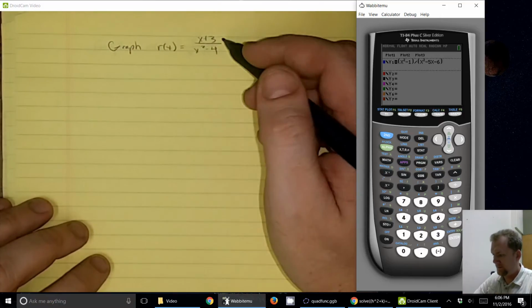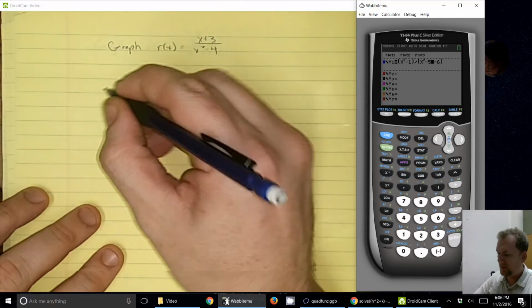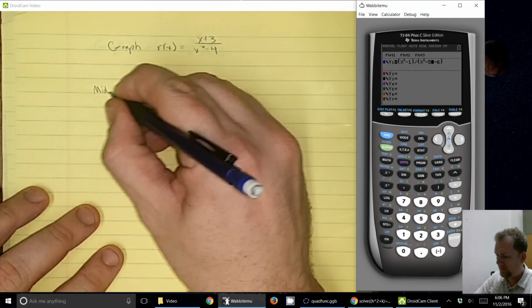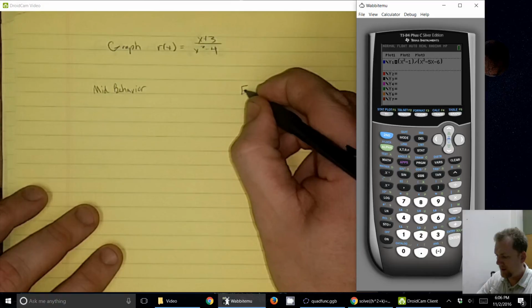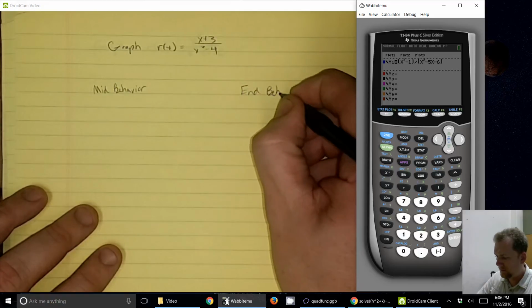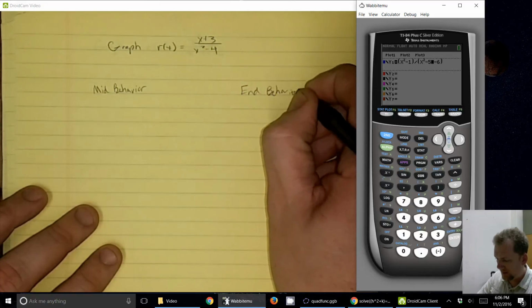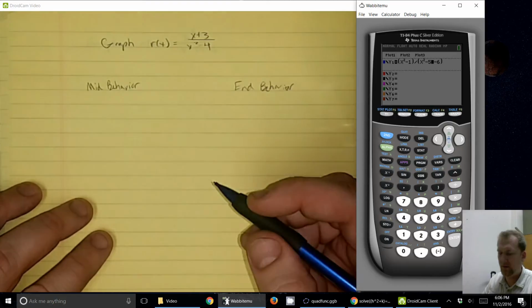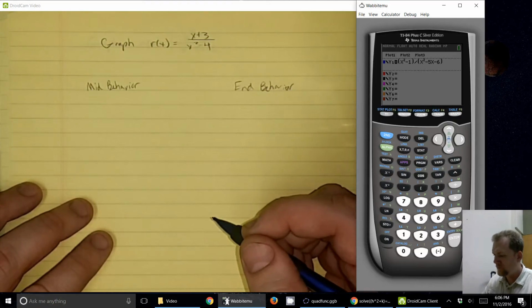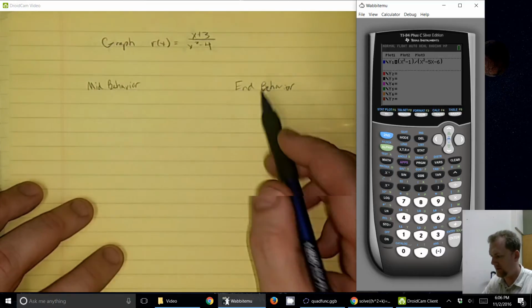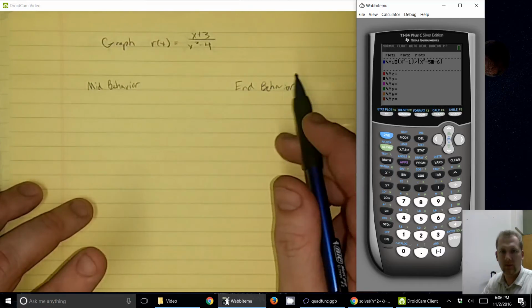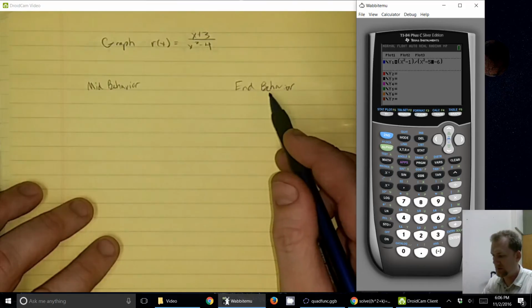All right, so on all of these, we're going to look at the mid behavior, and we're going to look at the end behavior. We're going to use this analysis to build our table of values, and then we'll graph it. Mid behavior and end behavior. End behavior is only whether it's a horizontal asymptote or an oblique asymptote or something else.